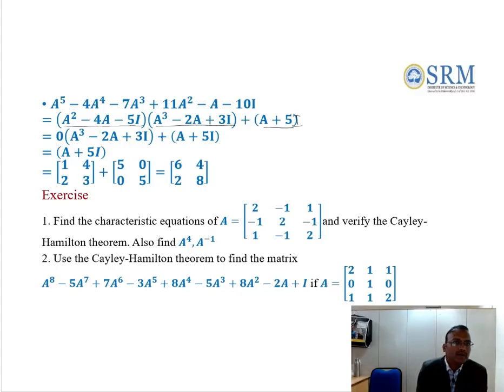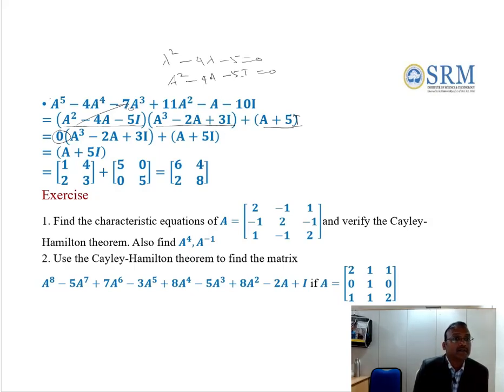Okay. Now, as we know that lambda square minus 4 lambda minus 5 equal to 0. By Cayley-Hamilton theorem, we have a square minus 4a minus 5i equal to 0. Therefore this expression is 0, right? Therefore we are getting 0. The 0 matrix multiplied with this expression and this remaining factor. Any matrix multiplied with the 0 matrix gives 0 matrix. Therefore the remainder is a plus 5i.